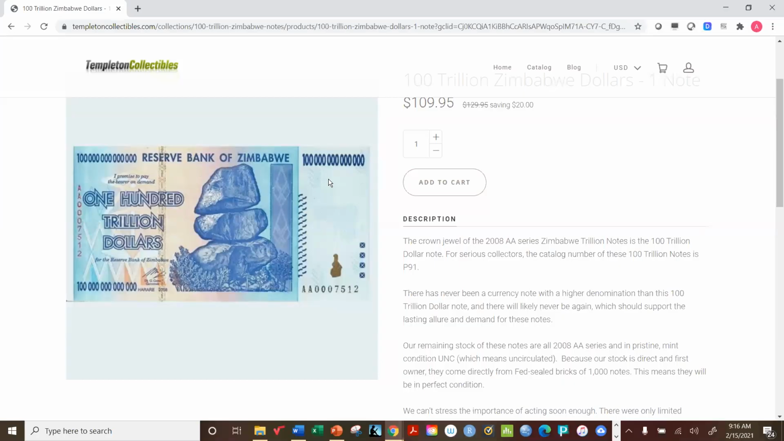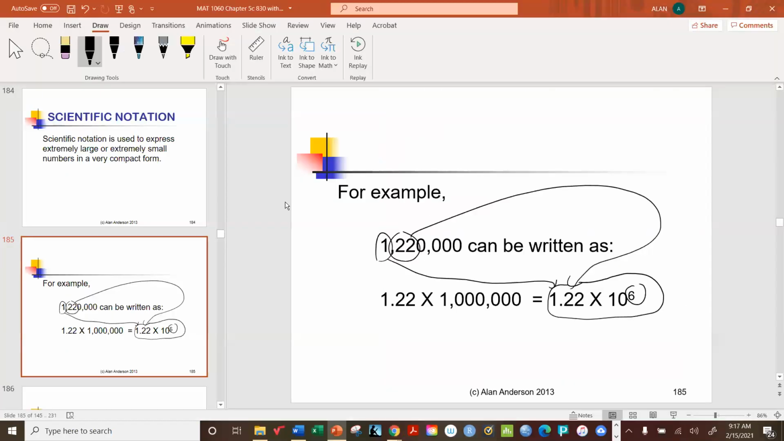That's a big number. So they're resorting to printing out these $100 trillion notes because their currency is so worthless that $100 trillion is just about enough to buy a loaf of bread. So 100 trillion, let's make a note of that here. God, how many zeros is that? That's a lot.